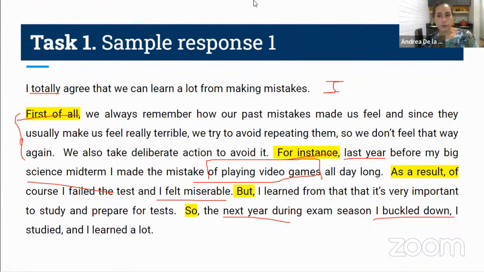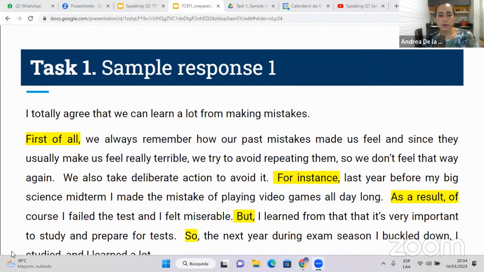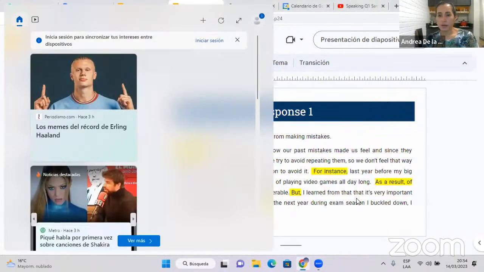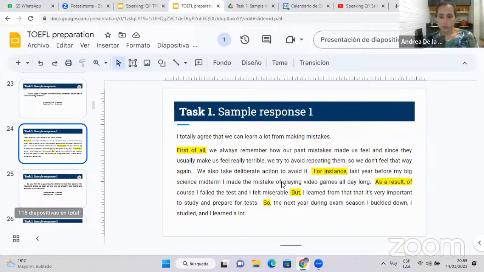Do you have any ideas so far? Sorry, do you have any questions? Anything you'd like to ask, or maybe anything you want to add? No questions?